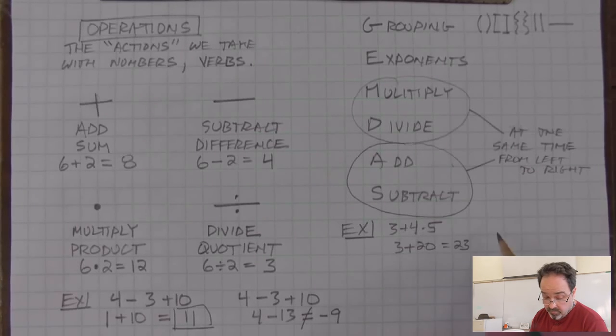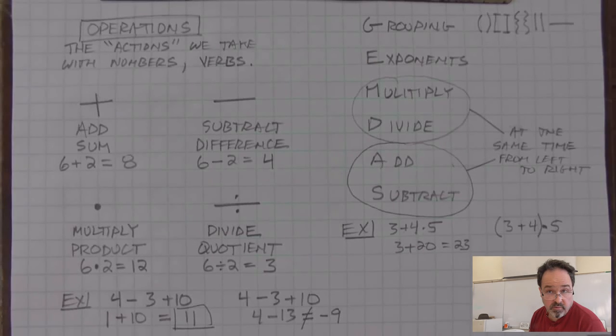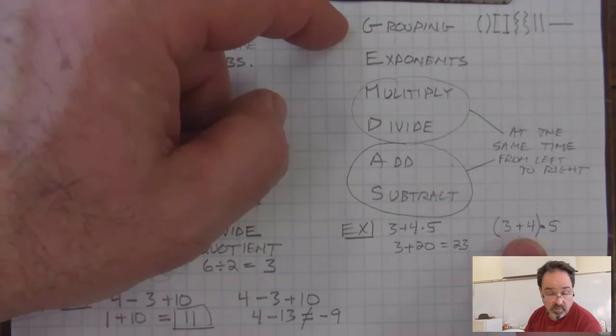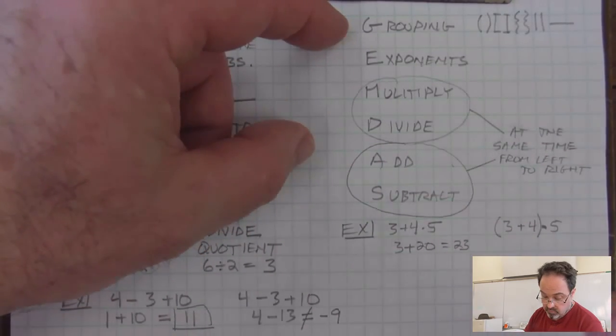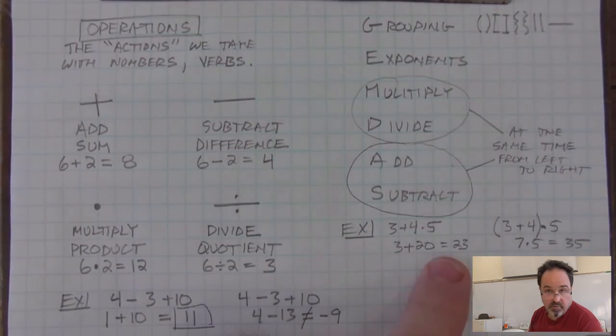Now, if I wanted to write a problem in which I wanted to add before multiplying, then I would use grouping symbols in order to force that addition to take place first. Because when we look at this problem, we see the grouping symbols, and we know that we need to resolve that first, which forces us to add the 3 and the 4 to make 7 before multiplying by 5 and getting an entirely different answer than before.